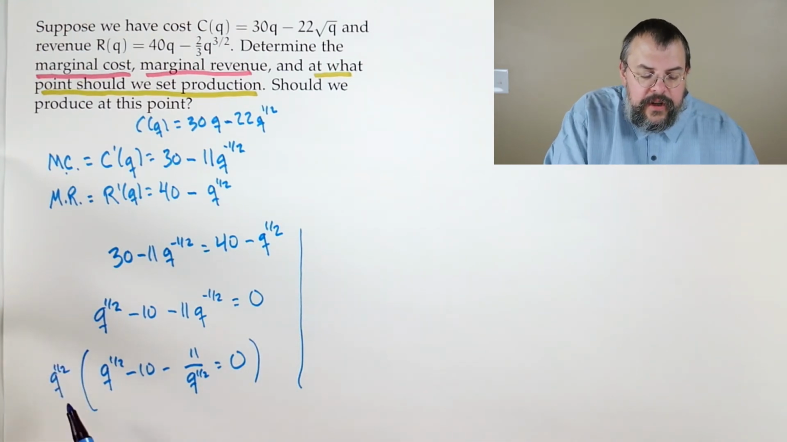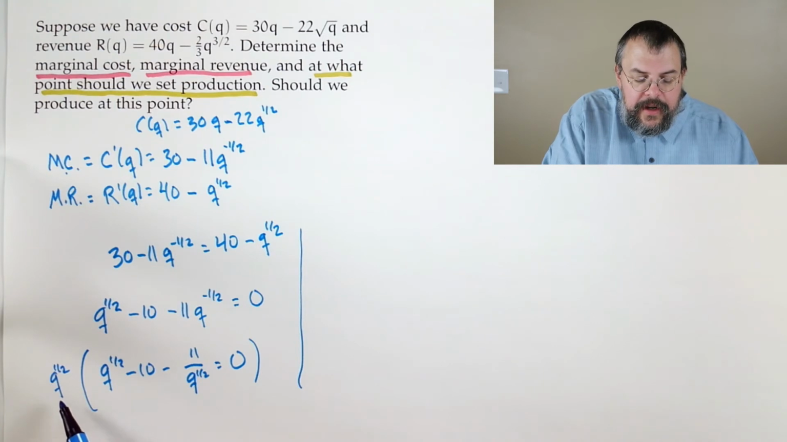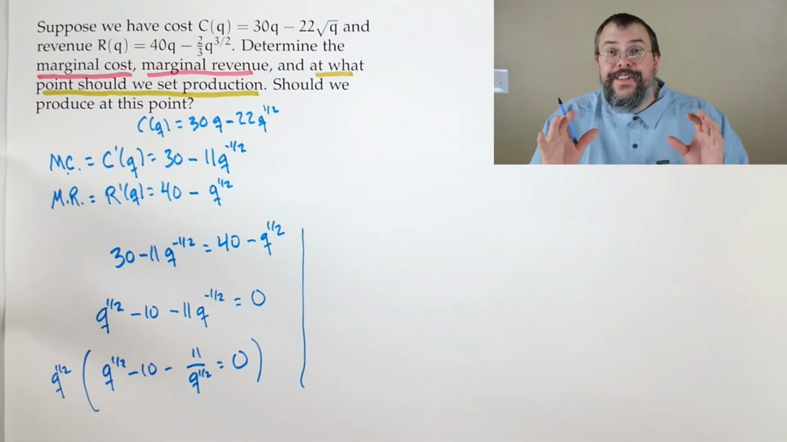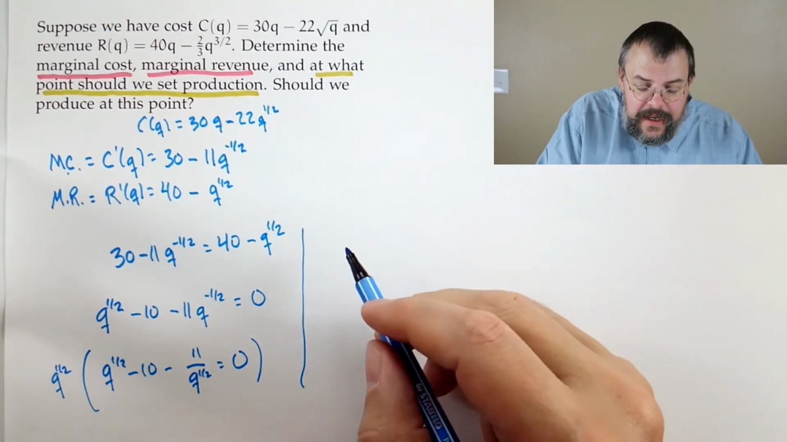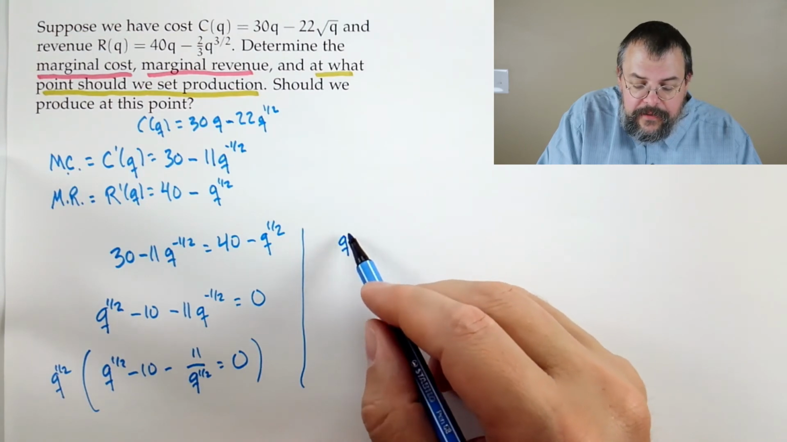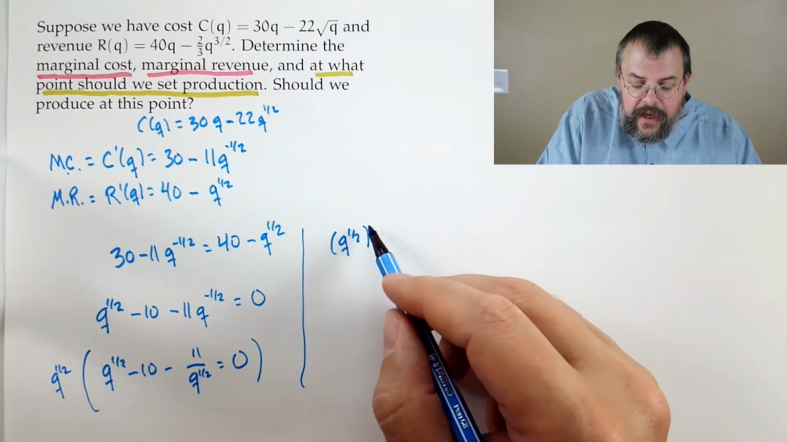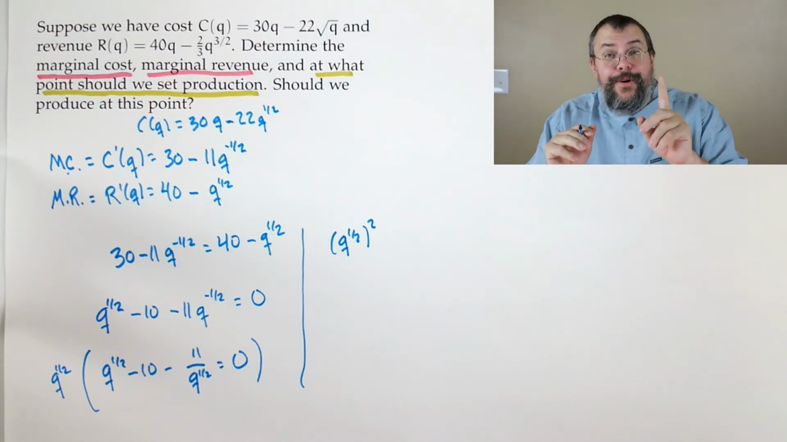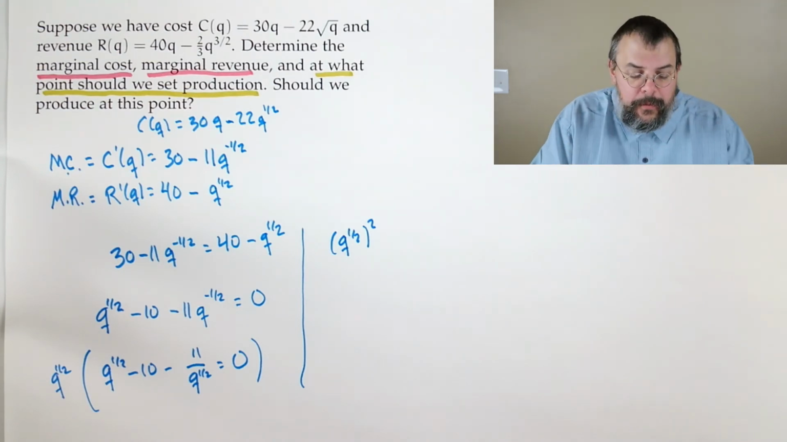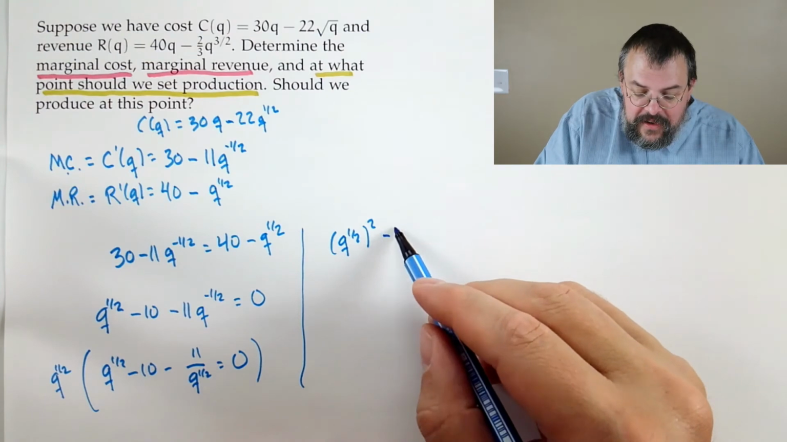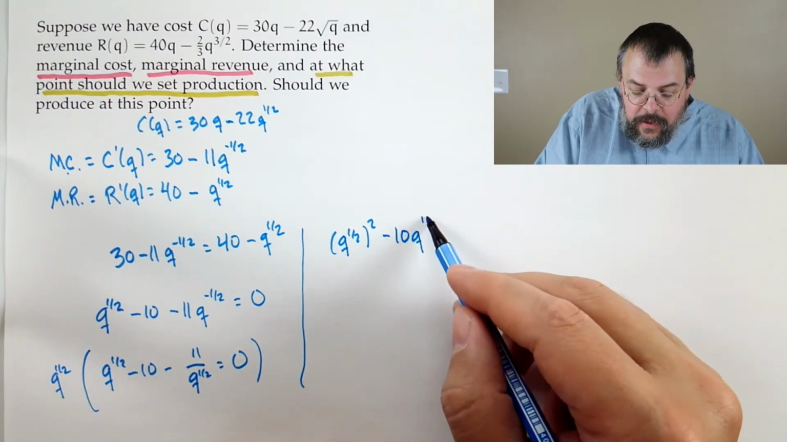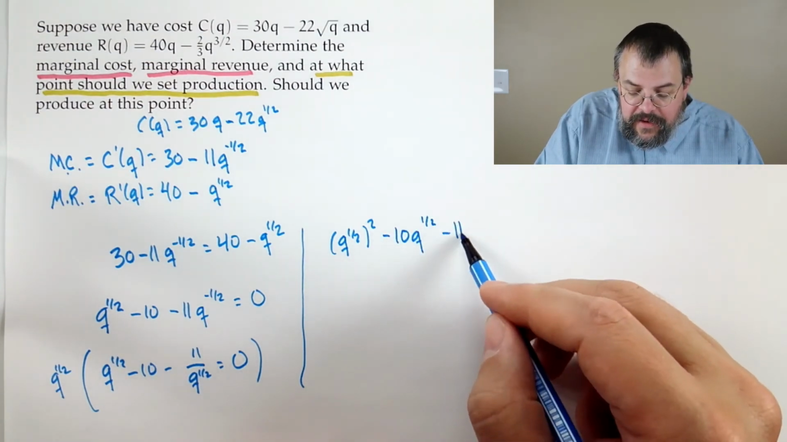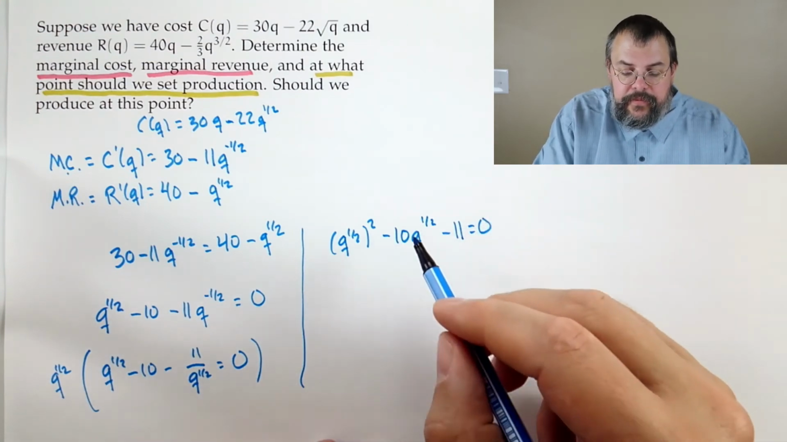So when I do this first term, it'll be q to the 1/2 times q to the 1/2. So what we'll get is q to the 1/2 quantity squared. And I know what you're thinking: hey, that's q. It is. Hold that thought. What else do we have? Minus 10 q to the 1/2 minus 11 equals 0.